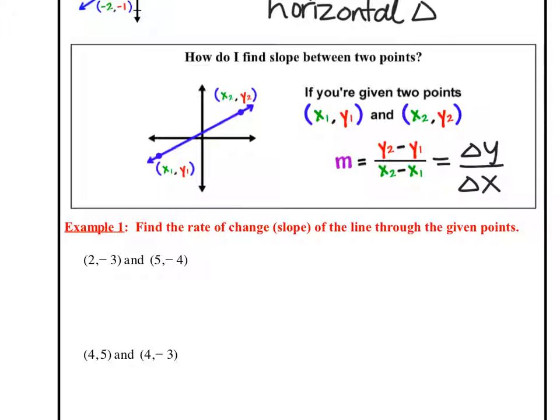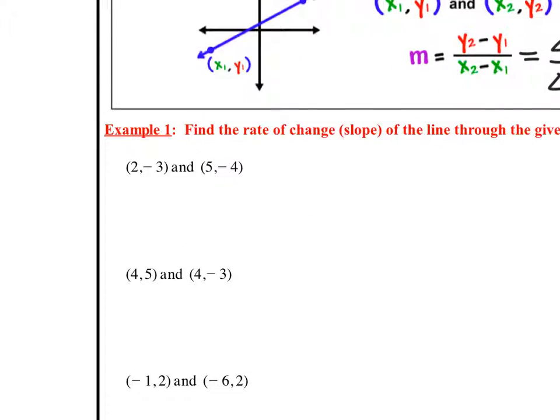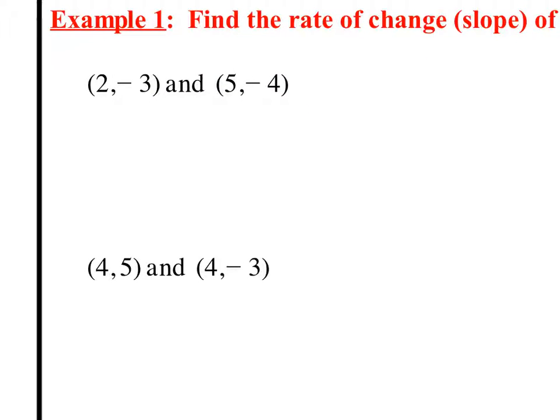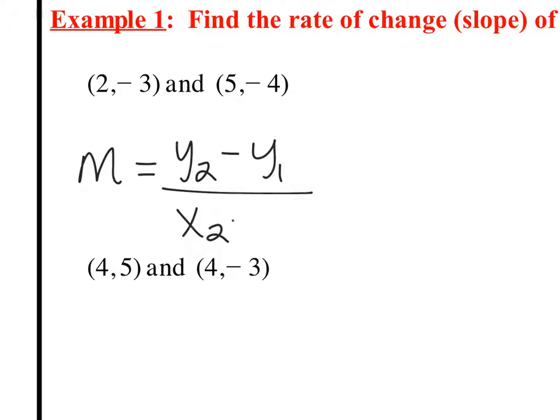Please, write it down. I always want you to start by writing down the formula. So we're going to start by writing down that m stands for slope, equals y2 minus y1 over x2 minus x1. Write it down. Even if you feel like, I don't need to write down that formula, you're wrong. Write it down.